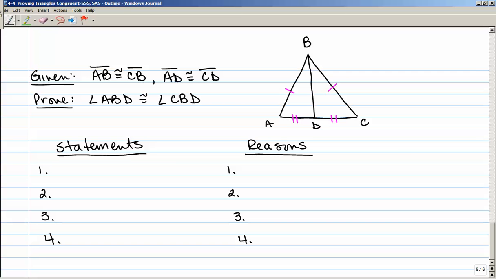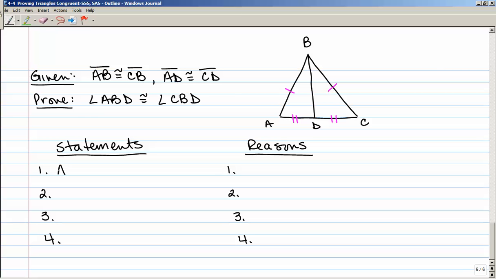Now, what is different about this proof is if you look back at our last two, what we had to prove was that two triangles were congruent to each other. In this case, it's not asking me to prove that two triangles are congruent, but instead prove that two angles are congruent to each other. So this is where we're going to use what we learned in the last section, CPCTC, that corresponding parts of congruent triangles are congruent. In other words, if I can prove that these two smaller triangles are congruent to each other, then I can say that any of their corresponding parts are also congruent. Okay, so let's dive in.